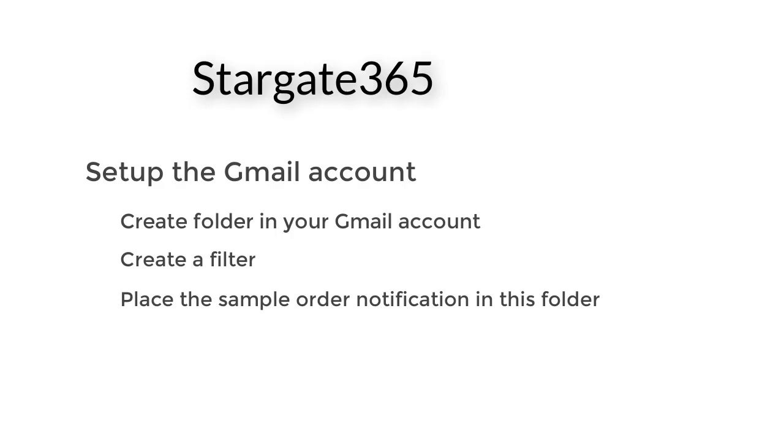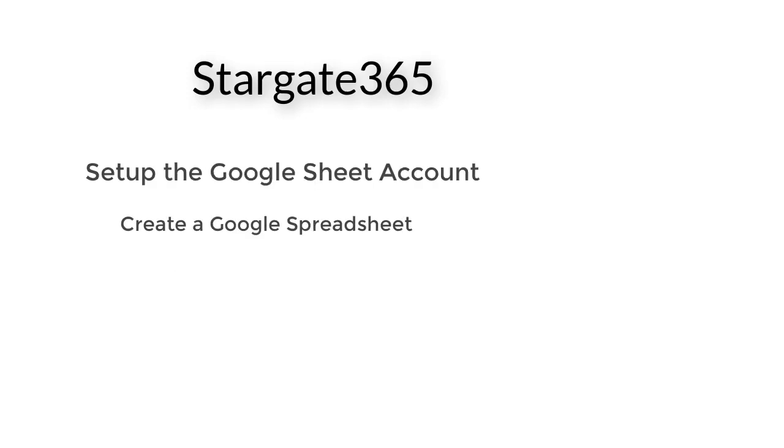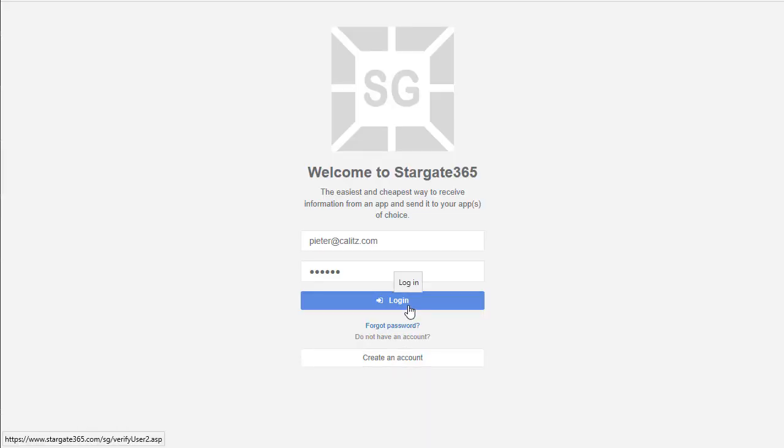Next we have to set up the Google Sheet account. Create a Google spreadsheet and name it Sales. Create a worksheet in Sales and name it BlueSnap. Now we have to set up the Stargate workflow. Log into your Stargate account.